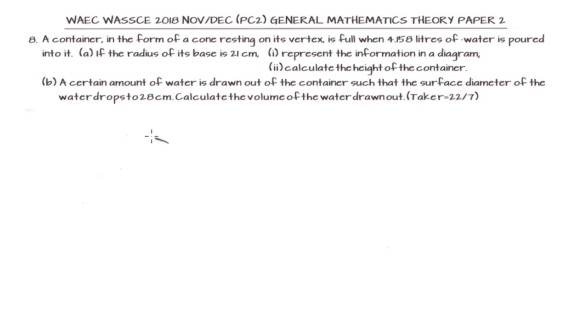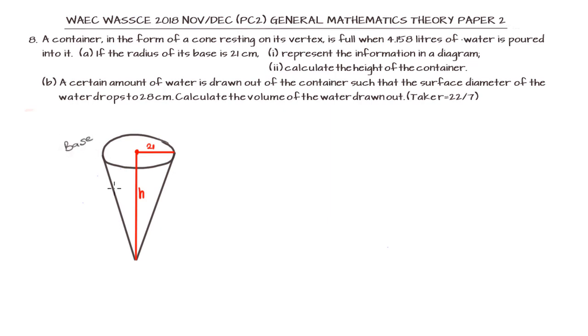of the container. So if we are to draw out our container with its circular base at the top and its vertex now being down, we can denote the radius of the container, which is given as 21 centimeters. And then I think it would just be good for us to identify the height which we are looking for. And then we are told that it's resting on its vertex. So now, normally the vertex is supposed to be up, but since it's resting on its vertex, we have the base up and the vertex down. So with this, we've represented the information in a diagram.